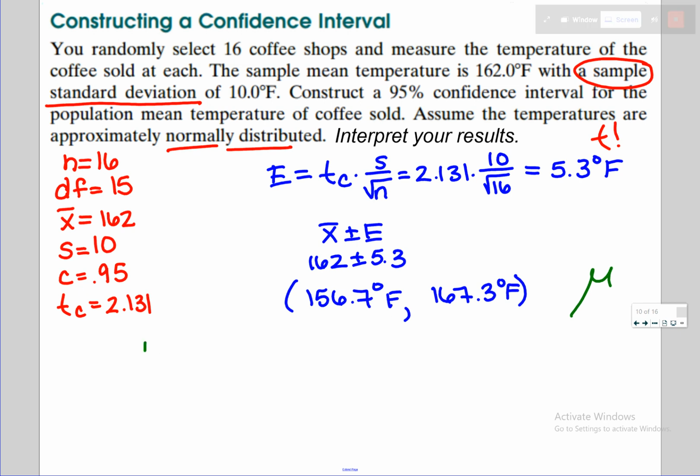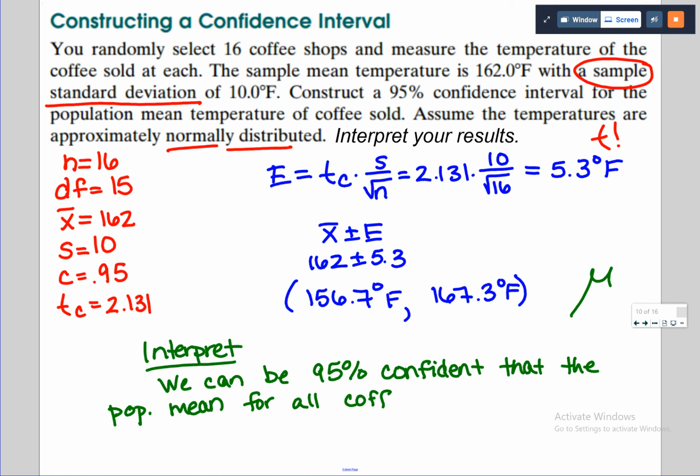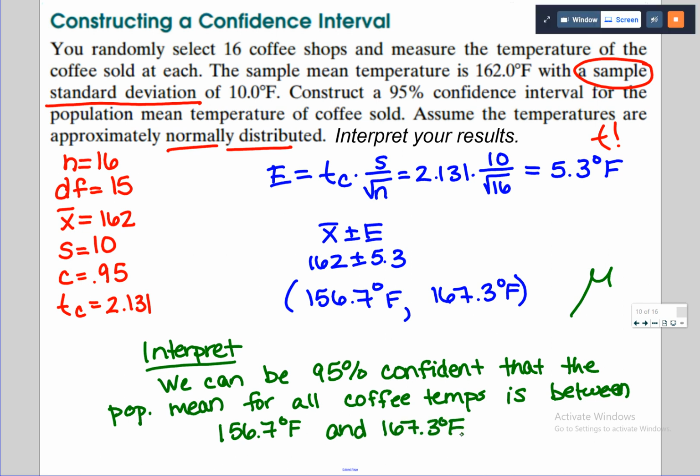Okay. So the interpretation of that is that we can be 95% confident, or you could say there is a 95% probability that the mean, actually I'm going to say the population mean for all coffee temps is between these two numbers that we've just found, 156.7 degrees Fahrenheit and 167.3 degrees Fahrenheit at coffee shops, et cetera, if you want to expand on that a little bit more. Okay. Questions there?